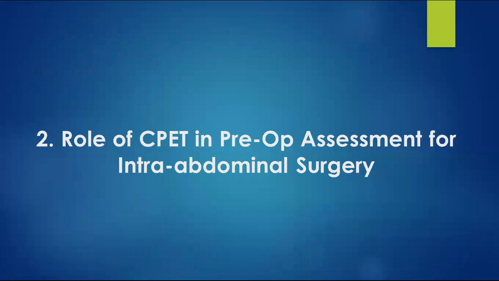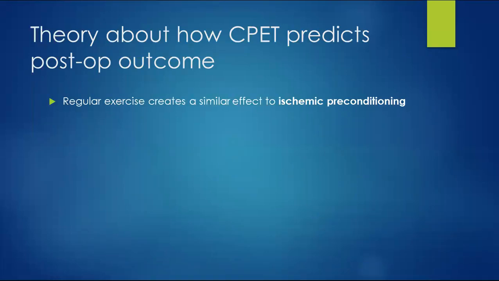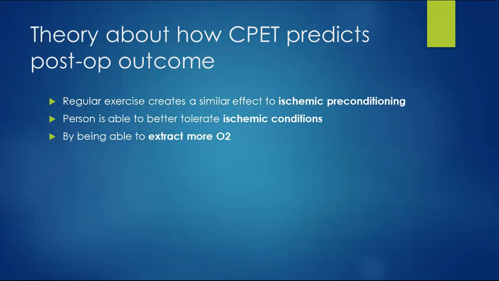So moving on to the next section of the talk, what is the role of cardiopulmonary exercise testing in pre-op assessment for specifically intra-abdominal surgery? This is what the systematic review focused on. So the theory is regarding exercise. Regular exercise creates an effect called ischemic preconditioning, whereby a person is better able to tolerate ischemic conditions by being able to increase their oxygen extraction ratio, as we talked about, capillary density, etc.